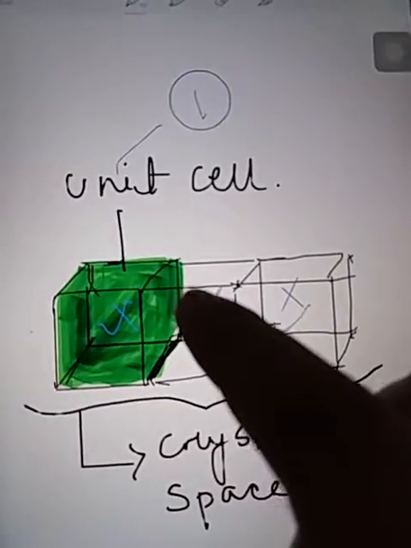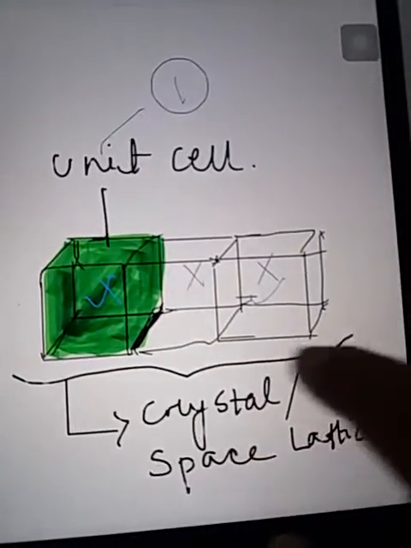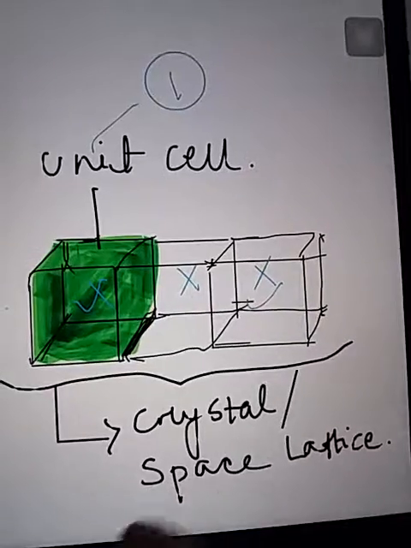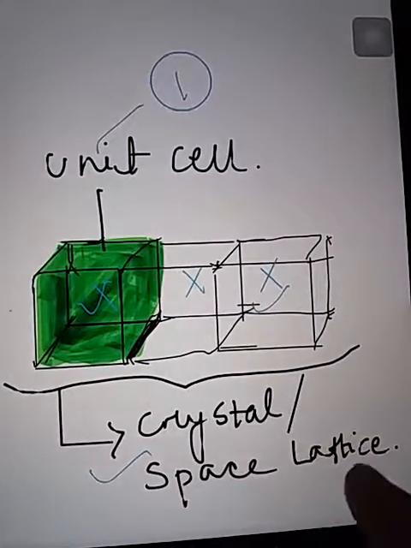I have shown you highlighted, and this whole structure, the cube will get extended, and that whole structure is known as the crystal lattice or space lattice.